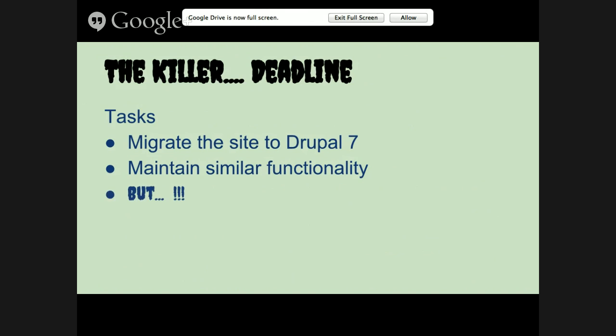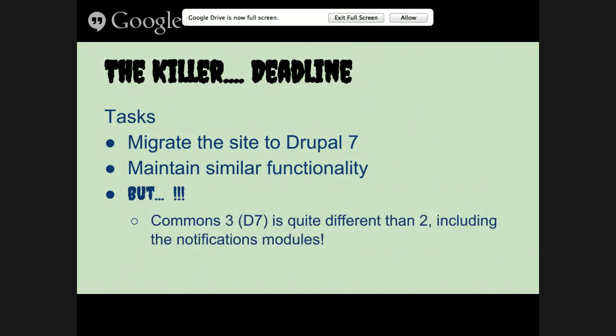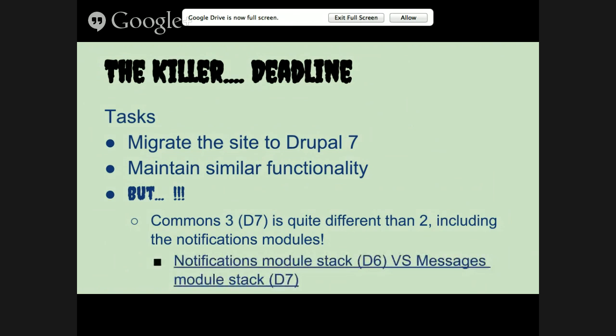So we tried installing Drupal Commons 3. It's got a quite different user interface than 2. And something that was a real pain point for us was that the notification system was quite different. Drupal Commons 2 on Drupal 6 uses the notifications modules: notifications, notifications digest, and I forget the rest, notification subscriptions. And Drupal Commons 3 in D7 uses the messages module stack. So you've got message, and I think now there's message digest.